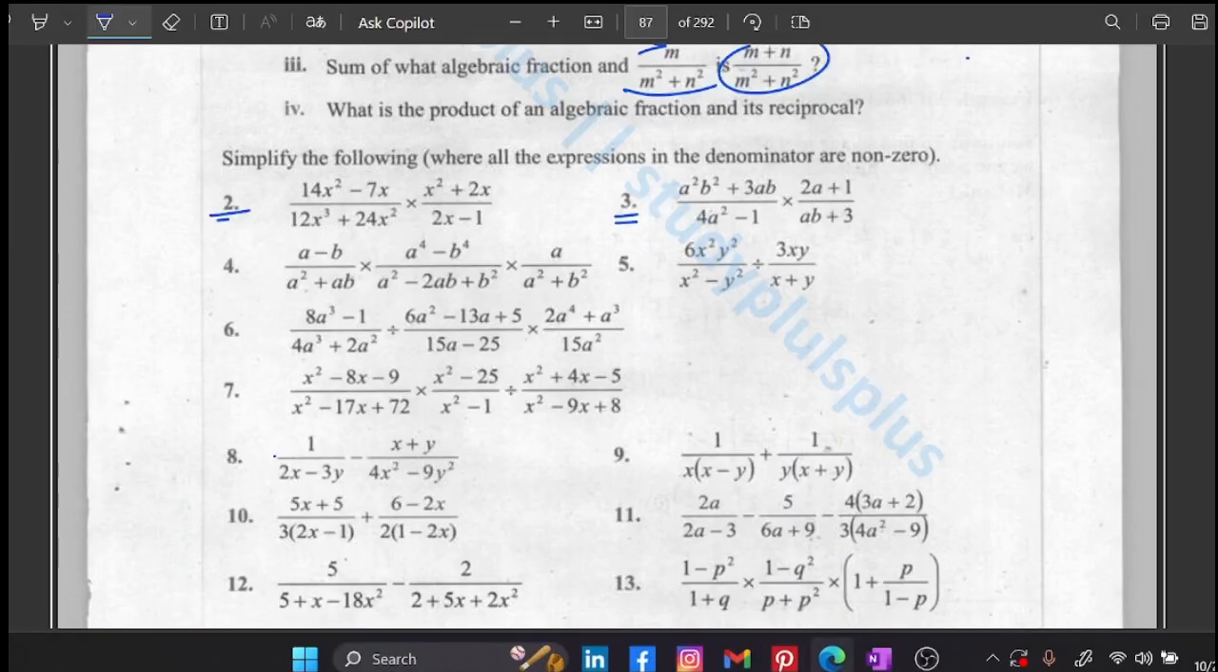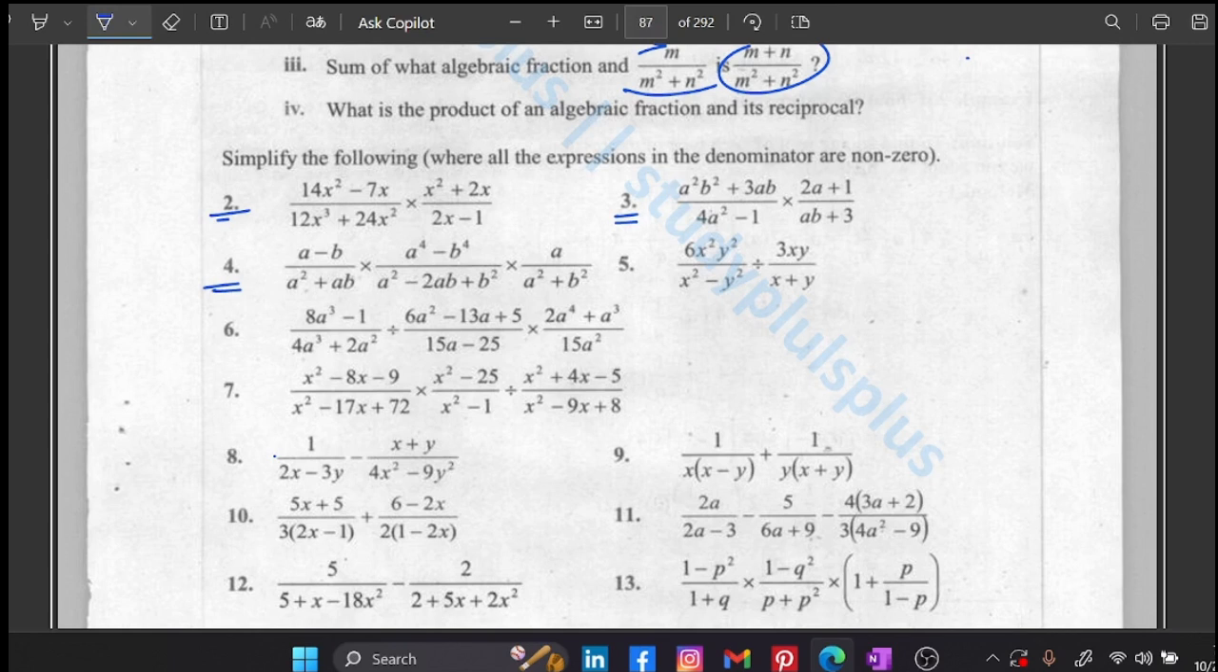Now let's move on to question number 4. Question number 4, they try to make it hard for us, but it's exactly the same. We're going to deal with two terms first and then we'll move on to the other terms. Here we have (a − b) divided by (a² + ab) multiplied with (a⁴ − b⁴).